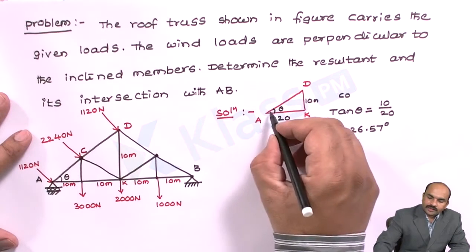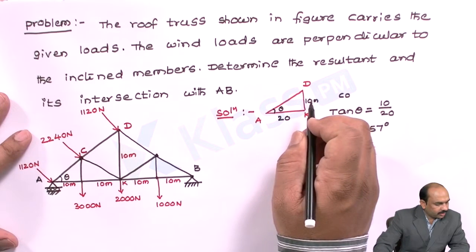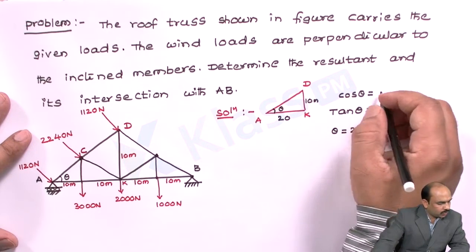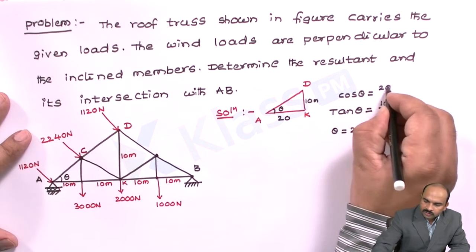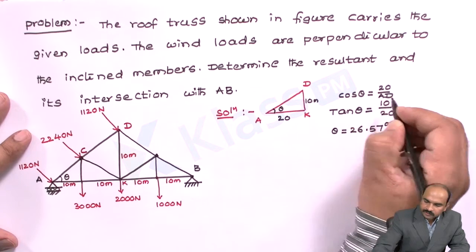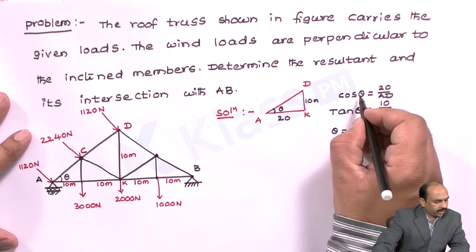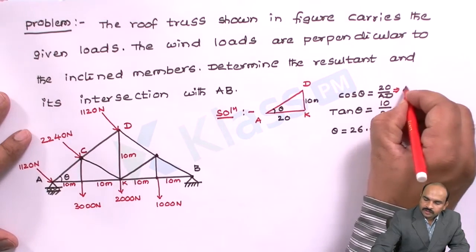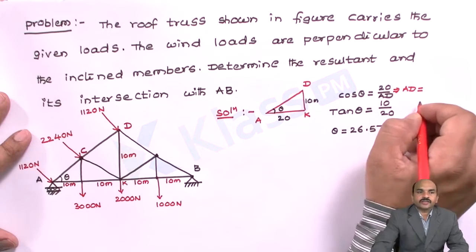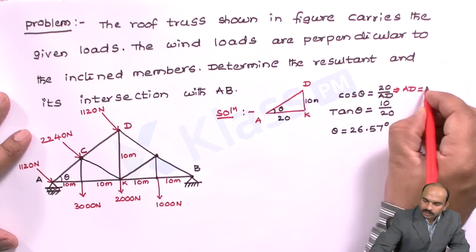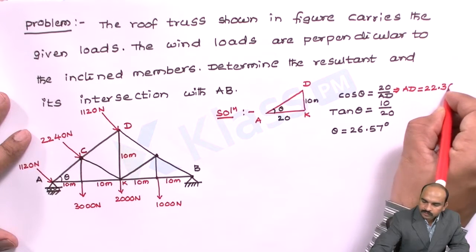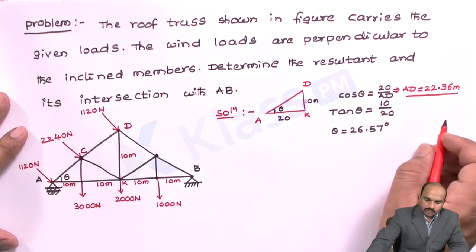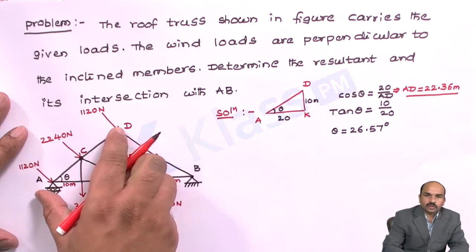Now to calculate this AD, I will take cos theta. Cos theta is equal to 20 divided by AD. Now we know this angle theta, so from this we get this AD distance as 22.36. So this is the AD distance. Now this total AD is 22.36.